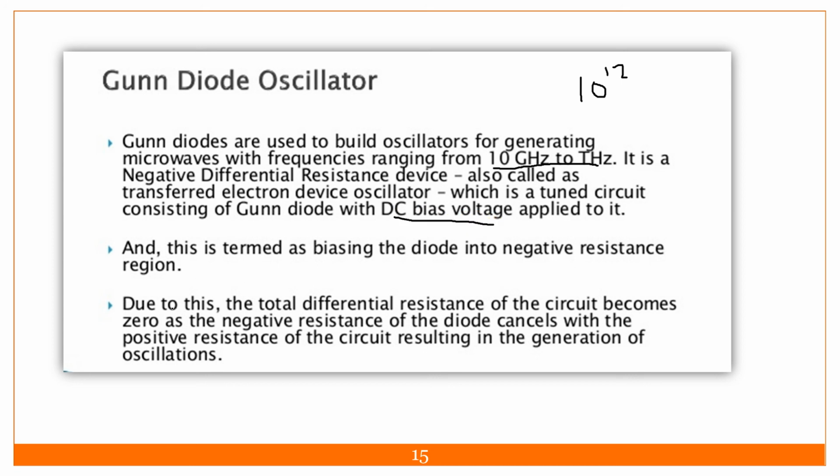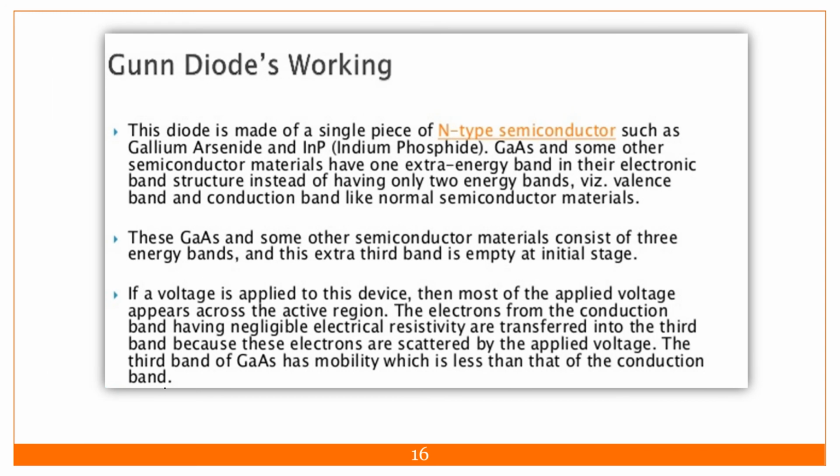And due to this the total differential resistance of the circuit becomes zero. What I exactly mean is, the diode will give you negative resistance regions, and the DC bias voltage we are applying is a positive voltage. So what will happen is the negative resistance of the diode cancels with the positive resistance of the circuit, resulting in the generation of oscillation. This will generate an oscillation.